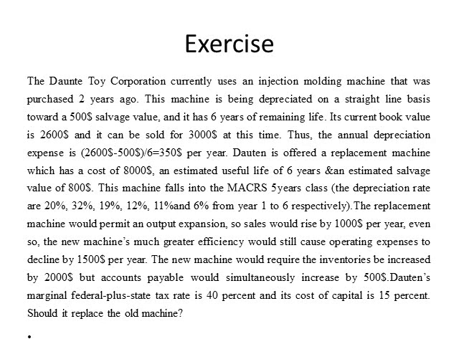The new machine would require the inventories be increased by $2,000, but accounts payable would simultaneously increase by $500. So account payable will increase by 500 and inventory will increase by $2,000, which means that the net increase will be 2,000 minus 500, which is 1,500. Dutton's marginal federal plus state tax rate is 40% and its cost of capital is 15%. Should it replace the old machine?